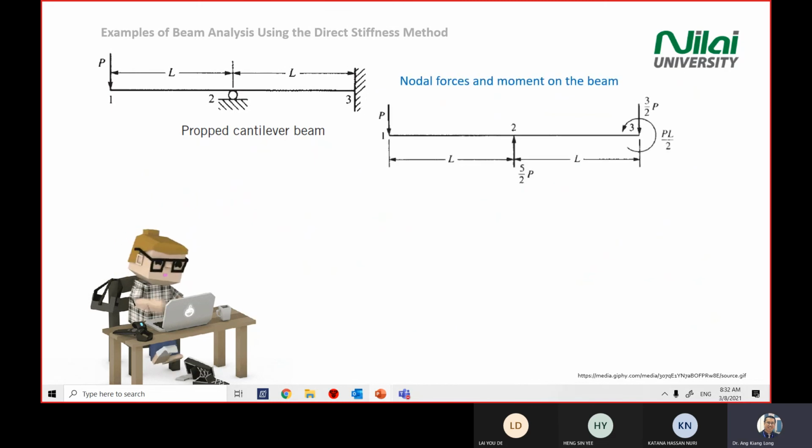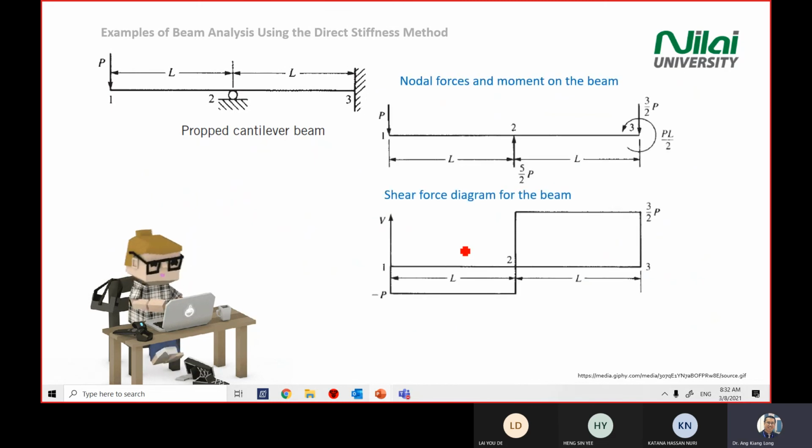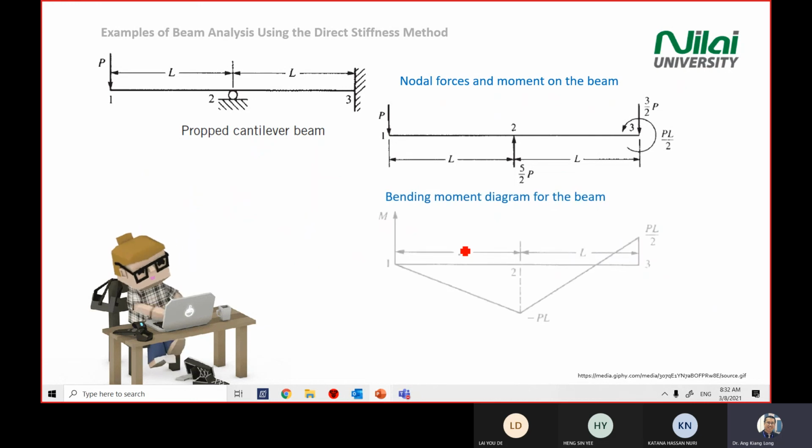Then after that, I expect you to draw a shear force diagram and also a bending moment diagram.